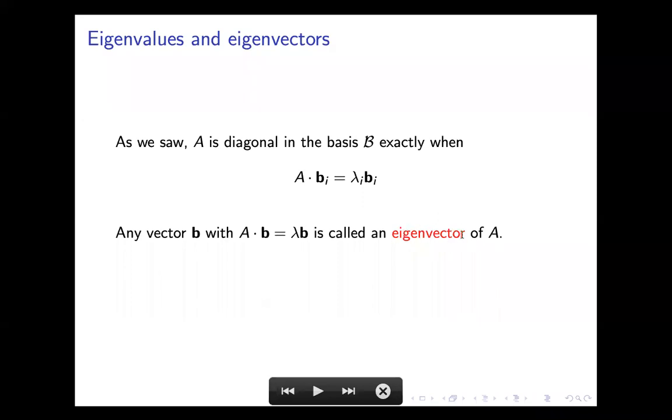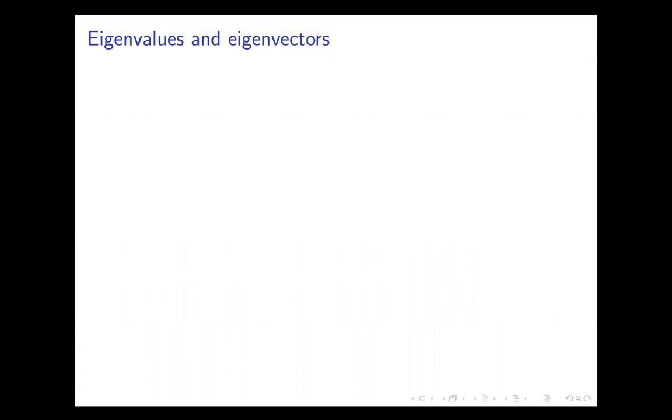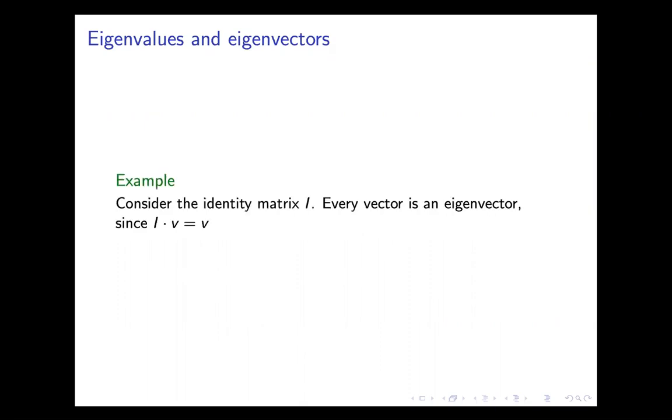So eigen means proper, like a proper vector of A, right? It's sort of the vector which belongs to the matrix A. And lambda is called an eigenvalue. So B is an eigenvector and lambda is an eigenvalue. That's the terminology.